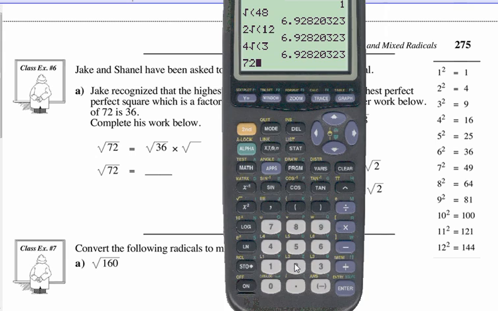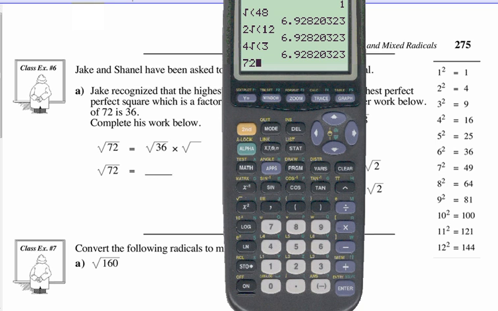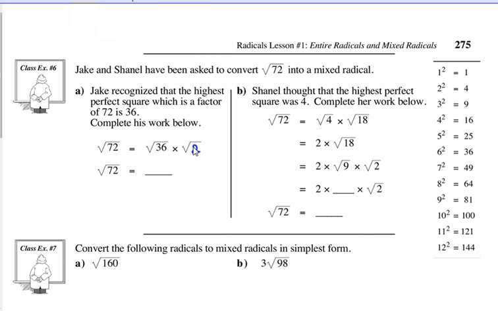Okay, so looking at 72, if we take our calculators, we're looking at this side of the chart. Those are our perfect squares. The first number that's smaller than 72 is 64. So 64 doesn't go into 72. Okay, so I try 49. 49 doesn't go into 72, but 36 does: 36 times 2. And so we always want to have one of them being a perfect square.